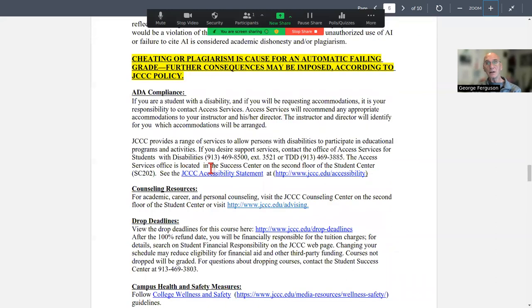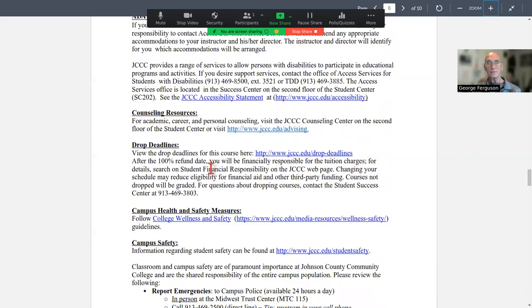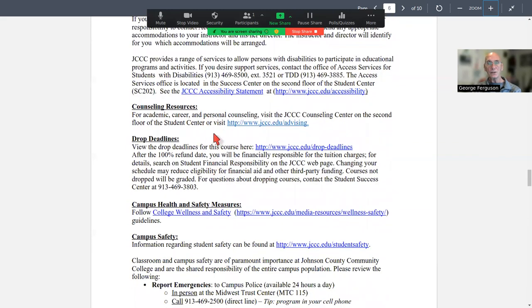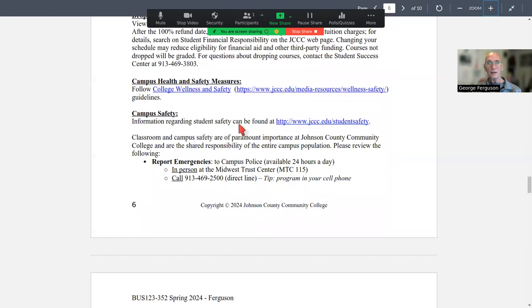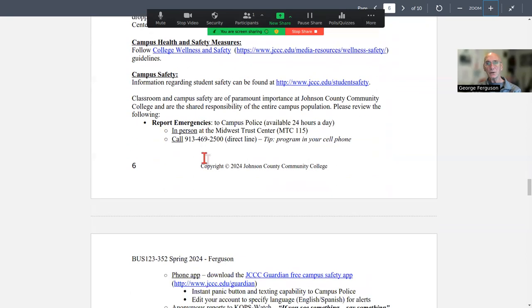ADA compliance. All right. If you need accommodations, get in touch with Access Services. We do everything we can to make sure you're successful. We also have counseling resources, drop deadlines. You can see where you can access the drop deadlines for all classes. College wellness and safety, campus safety. We do everything we can to make sure you stay safe.